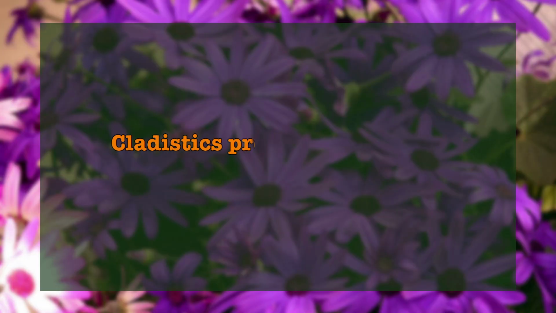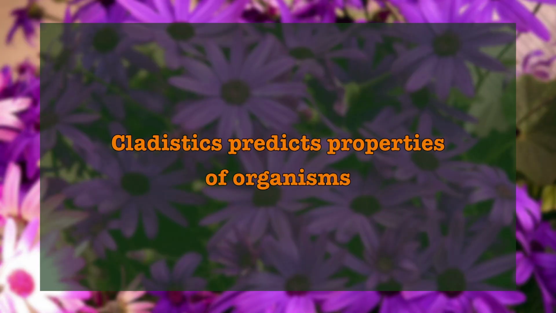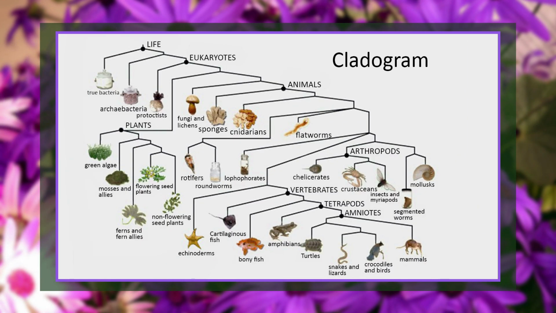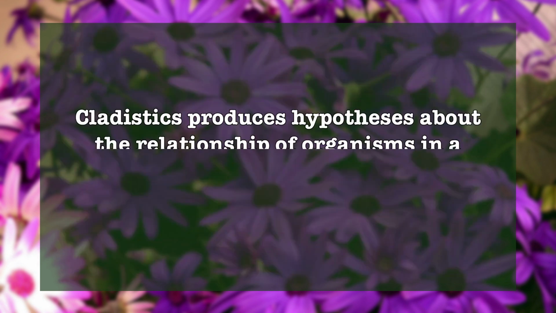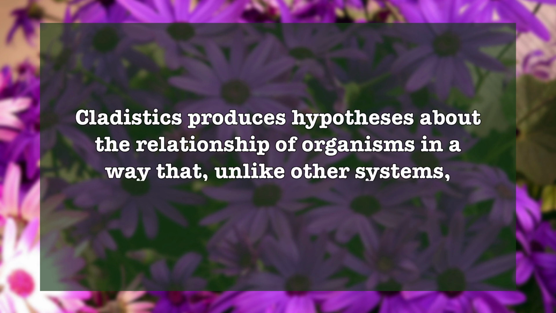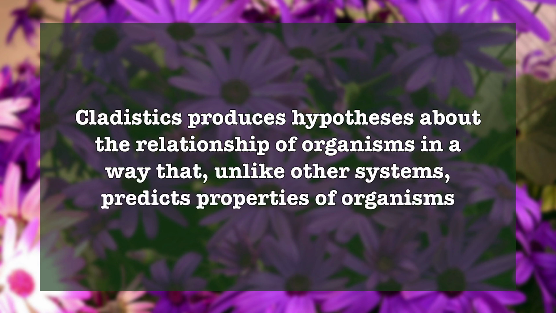The second application of cladistics is that cladistics predicts the properties of organisms. As with any other system in science, a model is most useful when it not only describes what has been observed, but when it predicts that which has not yet been observed. Cladistics produces hypotheses about the relationship of organisms in a way that, unlike other systems, predicts properties of the organisms.